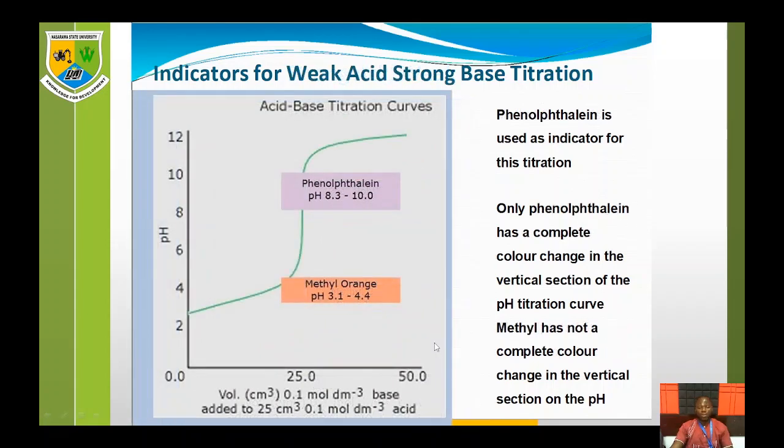Then indicator for weak acid against strong base titration. Phenolphthalein is used as indicator for this titration. Only phenolphthalein has a complete color change in the vertical section of the pH titration curve. Methyl orange has no complete color change in the vertical section. So phenolphthalein makes the best indicator in this type of titration.